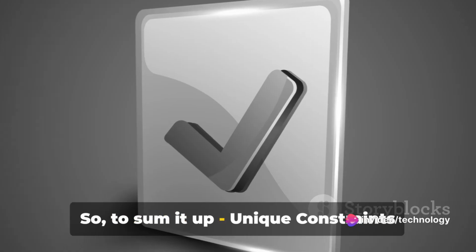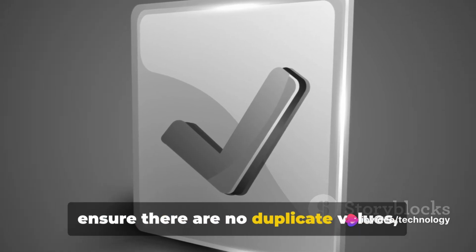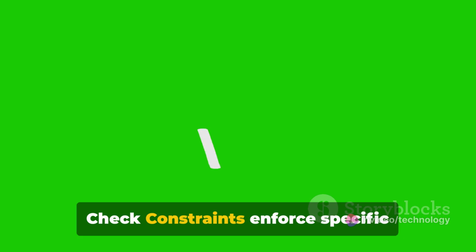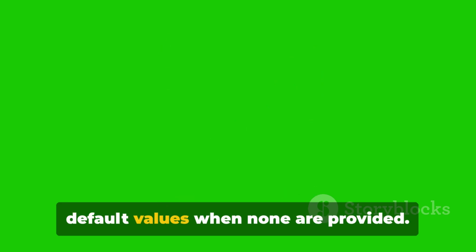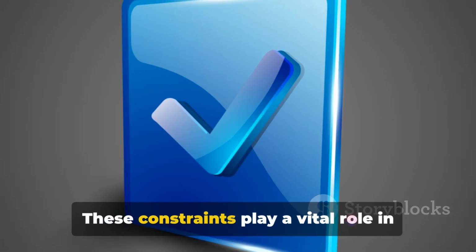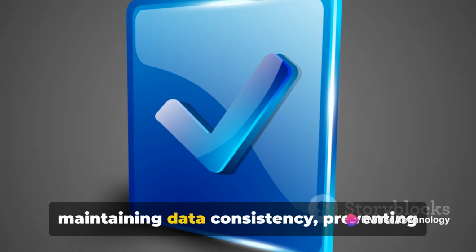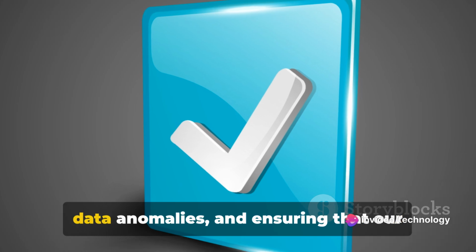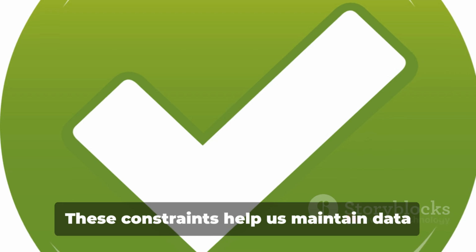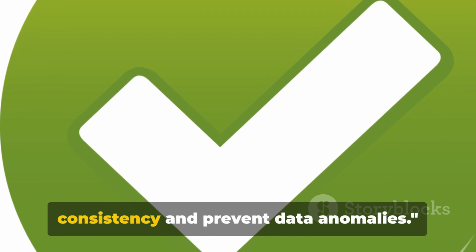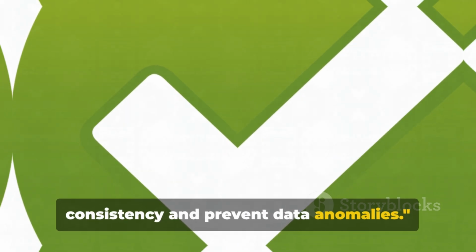So, to sum it up, unique constraints ensure there are no duplicate values. Check constraints enforce specific conditions, and default constraints set default values when none are provided. These constraints play a vital role in maintaining data consistency, preventing data anomalies, and ensuring that our databases are reliable and accurate.